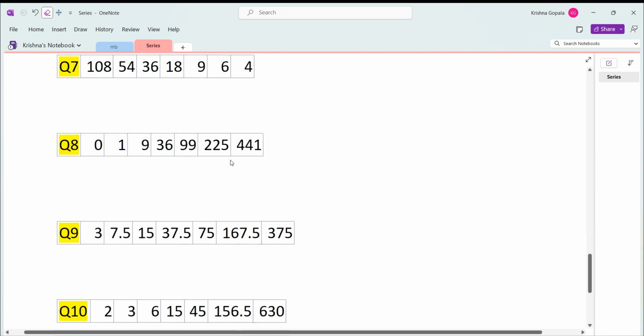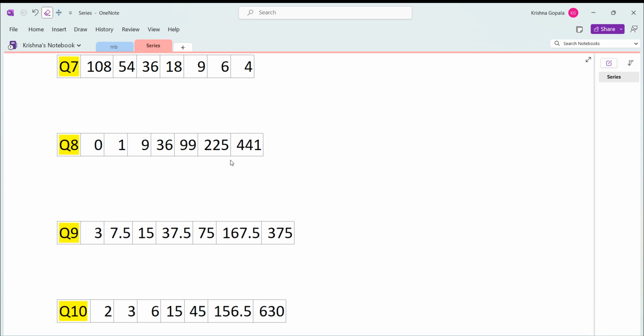Next, let's get to the next one. 108, 54, which is half of it. Again, 36 and 18, then 6 and 4. Looks like the series is sometimes 1.5 times, sometimes 2 times. Between 54 and 108, it is 2 times. This is 1.5, this is 2, like this. This is again 1.5 times.